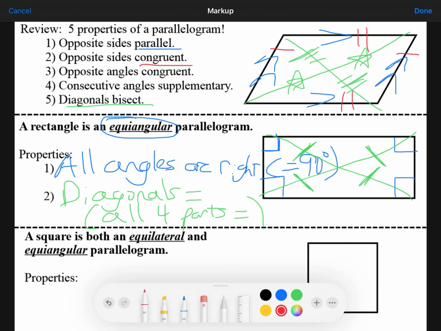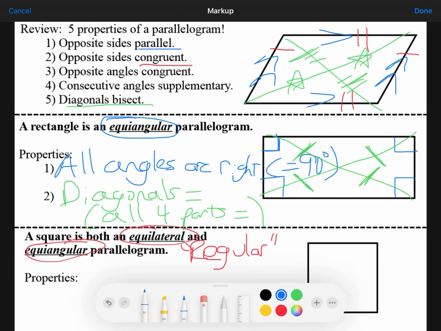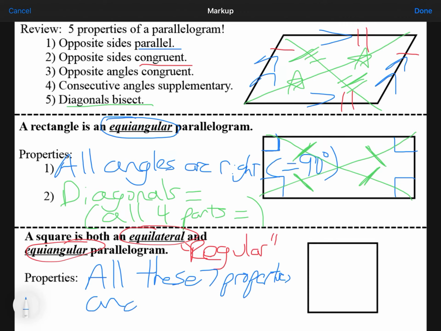Compared to a rhombus and even to a parallelogram, rectangles are going to be a lot easier. And same thing with a square. A square is both equilateral and equiangular. There's a special word for that we're going to be learning eventually called regular. Don't really need to know that word right now, but I'm going to put it in there. Anyway, regular is just a fancy word meaning equilateral and equiangular, so it has all these properties. In other words, it has the properties of a parallelogram, it has the properties of a rectangle, and the 3 rhombus properties.